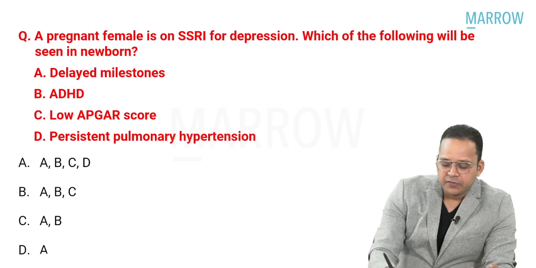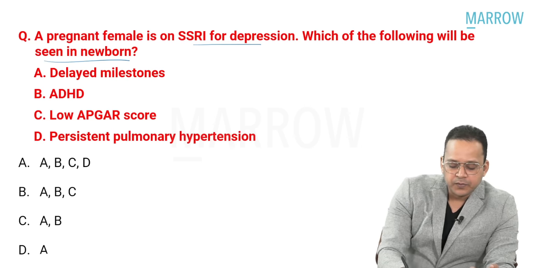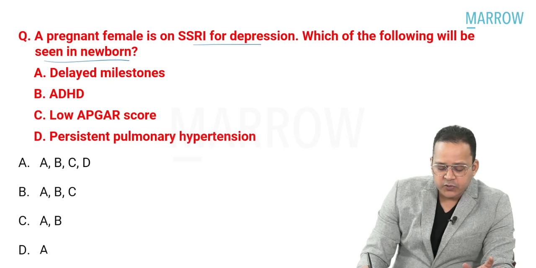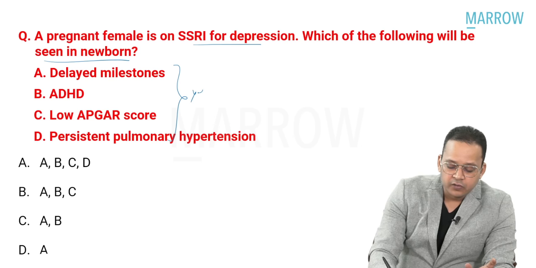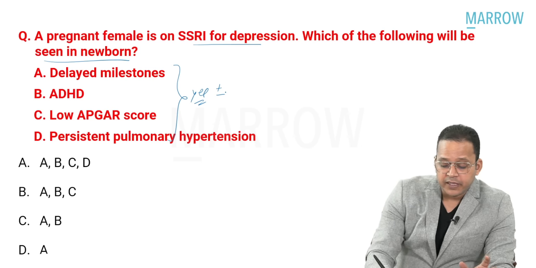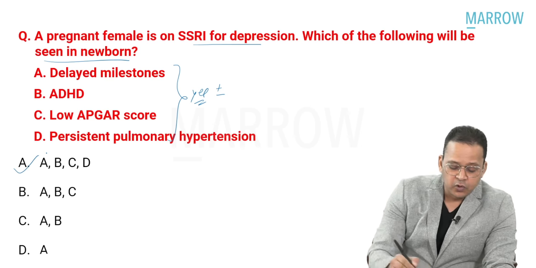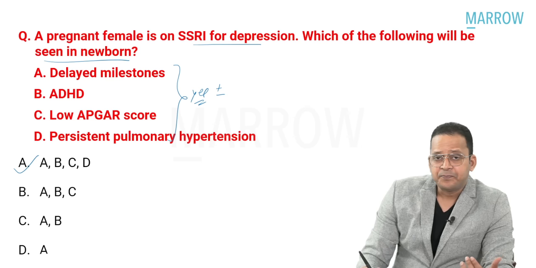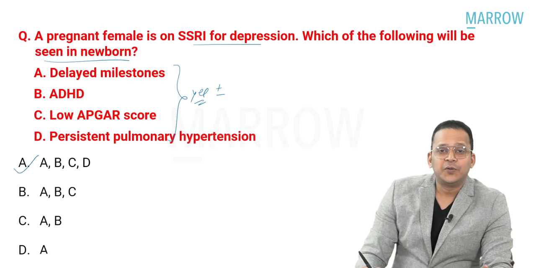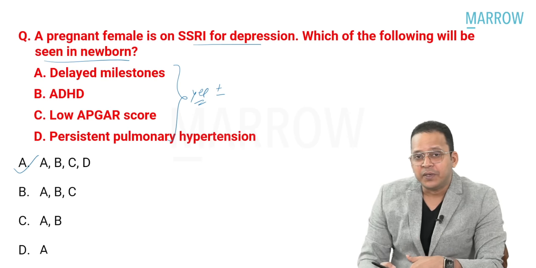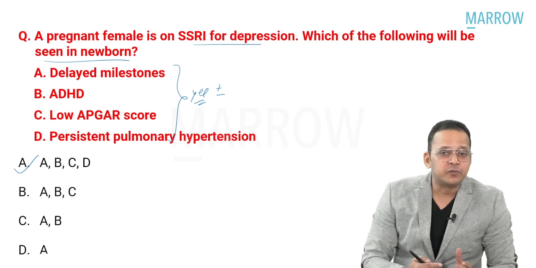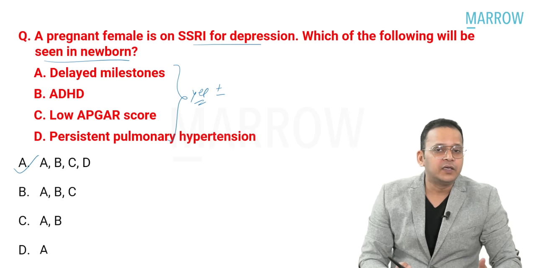A pregnant female is on SSRI for depression. Which of the following would be seen in the newborn? Now see, delayed milestones, ADHD, low Apgar score, persistent pulmonary hypertension. Guys, all of them can be seen. Though it is debatable, plus minus, because there are multiple studies which say that these effects are questionable. There are multiple studies, they say this effect can be seen, plus minus. So here, we'll go with A, B, C, D, all of them, they can be seen, yes. But still, in pregnancy, should I use an antidepressant or not? It's a million-dollar question to which nobody has got any answer. The reason being, if I use SSRIs in pregnancy, it would improve the mood of the female. But the problem is there would be some fetal outcomes which can be worsened, but those are also debatable, right?